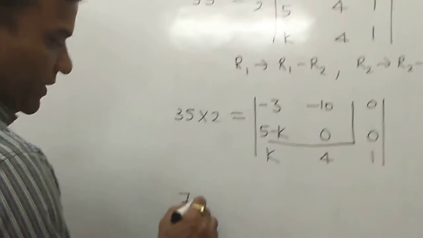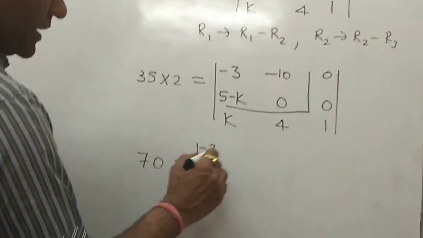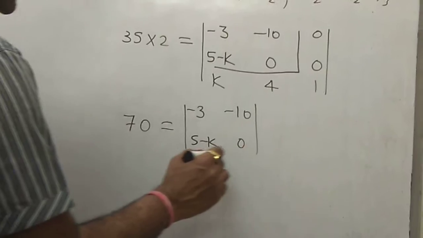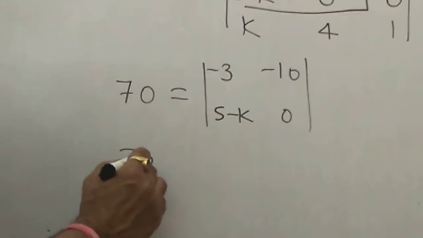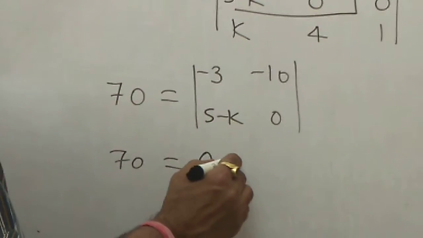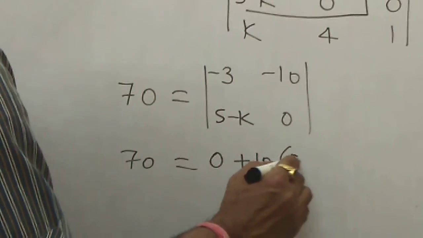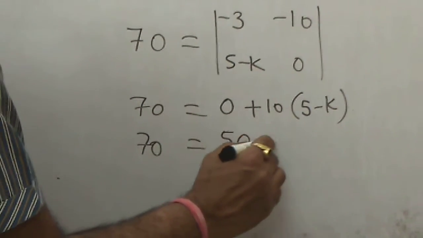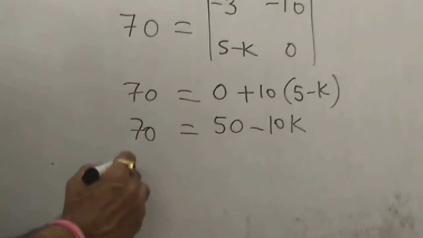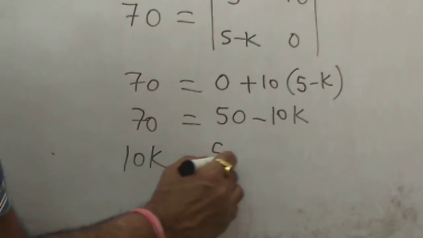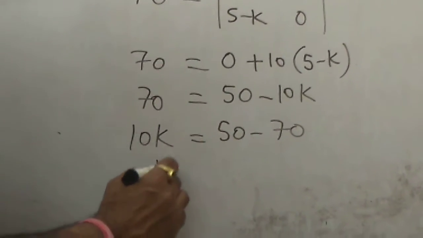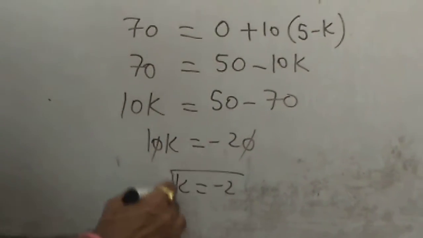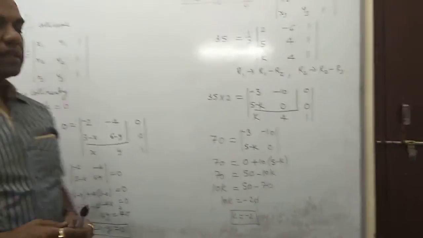So 35 into 2 is 70, and you have the determinant here, minus 3, minus 10, 5 minus k, and you have 0 here. So 70, this 0 into this 0, so minus minus plus 10 times 5 minus k. So 70 equal to 50 minus 10k. So 10k, 50 minus 70, 10k equal to minus 20, 0 0 cancel out, so k equal to minus 2. So all questions have the same format.